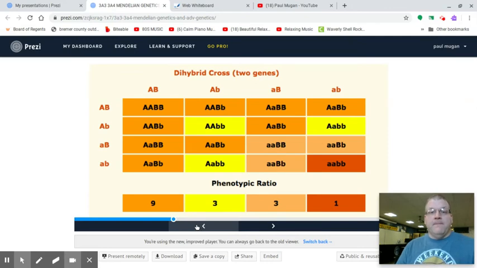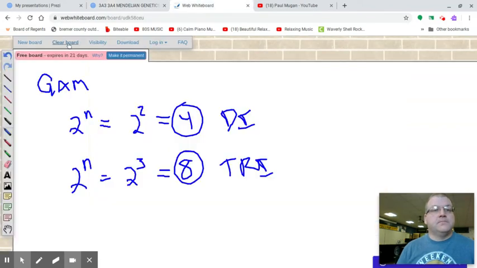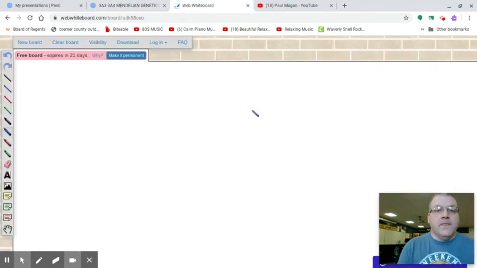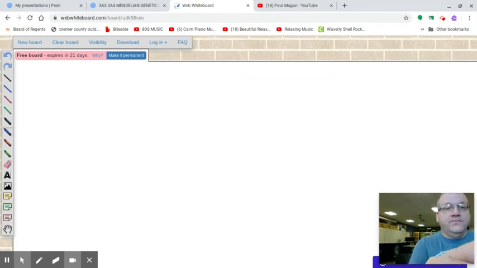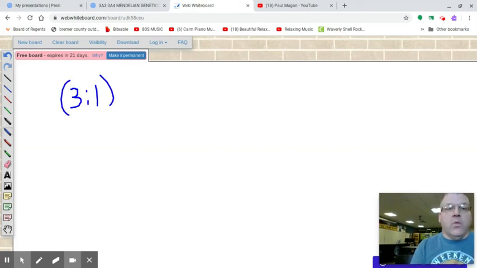Now we can go through that Punnett square and figure out how many of these are dominant, how many of these are recessive, or we can take a look at it mathematically. So let's say we have a 3-to-1 ratio, and we're looking at a dihybrid. So let's square that thing. So that is 3-to-1, but we have to FOIL that out.